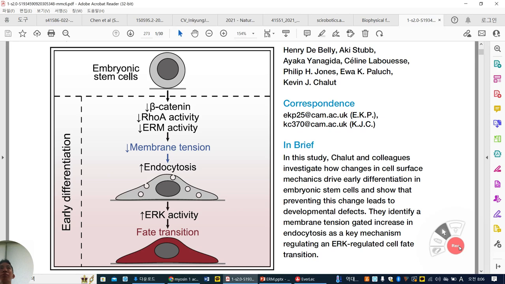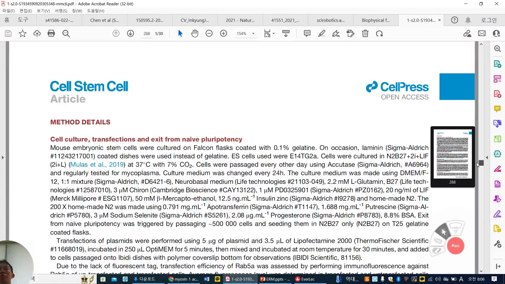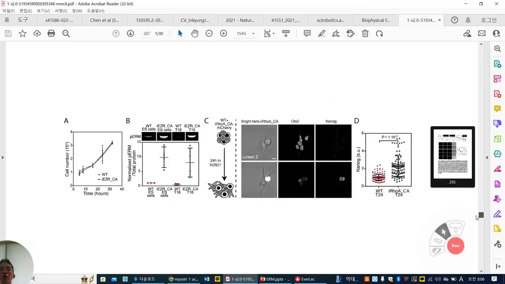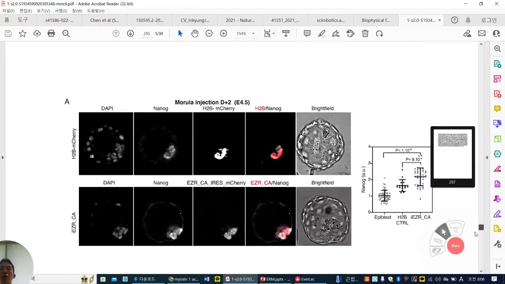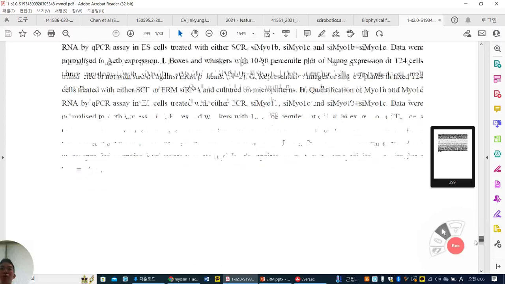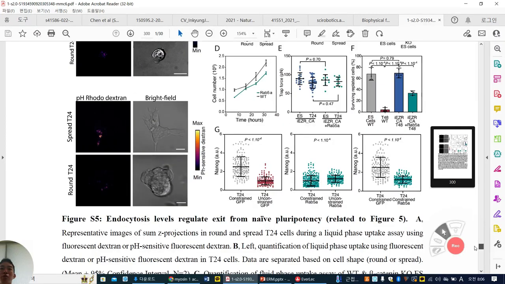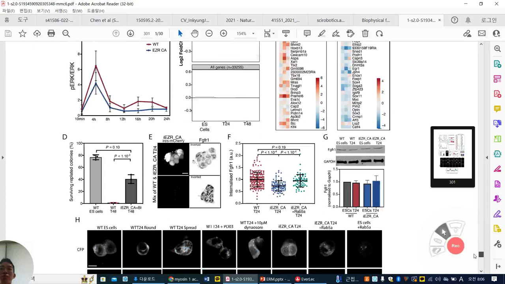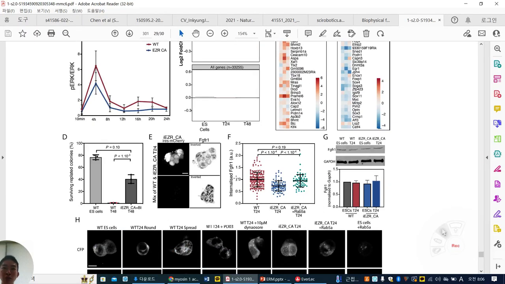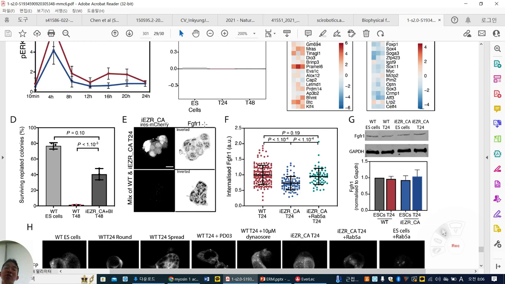When I heard endocytosis, I thought they would pick out some important key receptor on the surface, but it seems not. Not very specific receptors on the cell membrane. Actually, they checked one receptor here, the FZD receptor 1. From the ES cell, FZD receptor 1 is well known to regulate ES stemness. So here, they checked internalized FZD receptor 1.